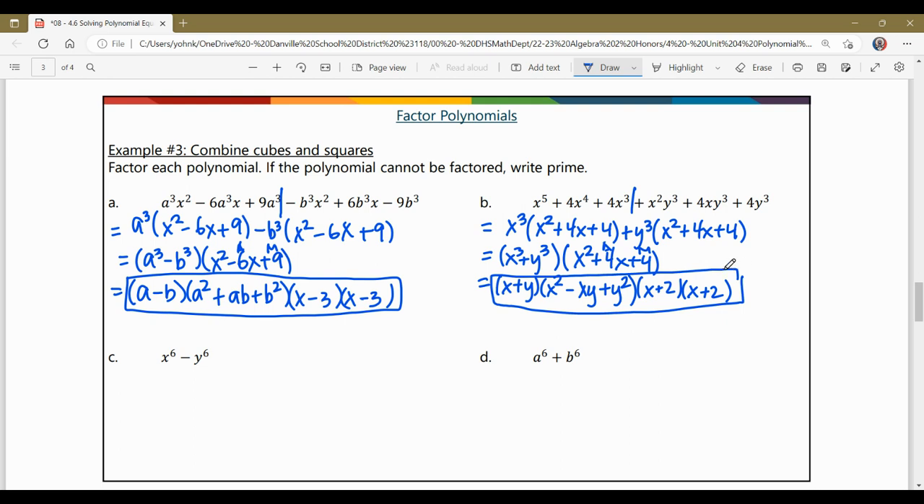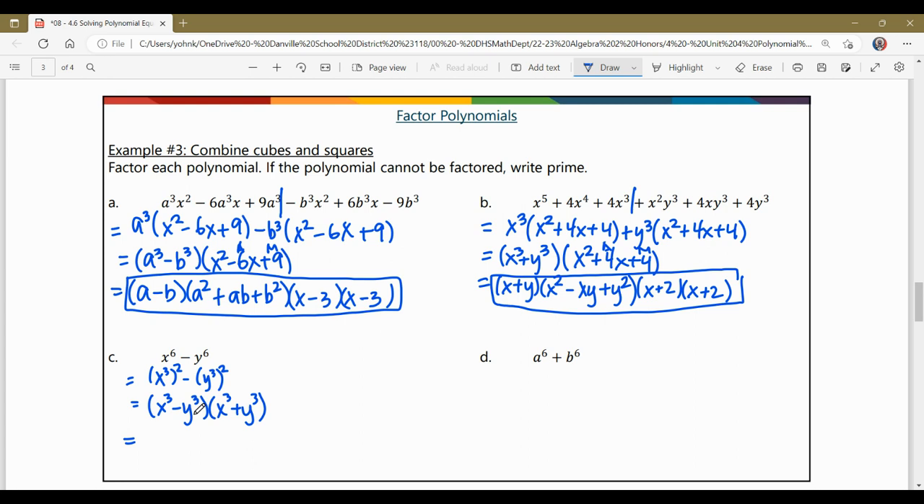All right, letter C. This is the difference of two cubes, or this is the difference of two squares. So this is x cubed squared minus y cubed squared. So now I can factor this as x cubed minus y cubed and x cubed plus y cubed. So I took and I wrote it as the difference of two squares, and then I factored it. Now each of these is the difference or the sum of two cubes.